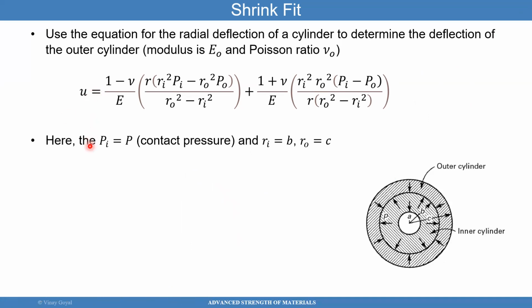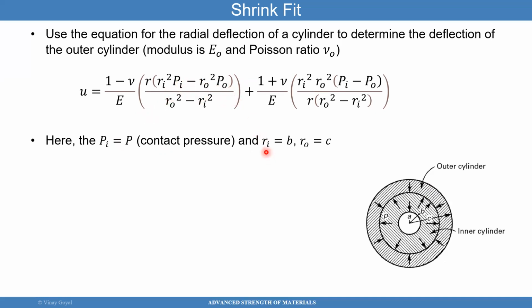So in our example, Pi equals P. That's the contact pressure. If I look at the outer cylinder, let's focus on the outer cylinder. For the outer cylinder, the pressure that I'm trying to find is the internal pressure P. But for that same outer cylinder, the external pressure is 0. There's no external pressure. So I'm going to make P naught 0 and Pi the contact pressure P that I'm trying to find. So I'm going to plug it in.